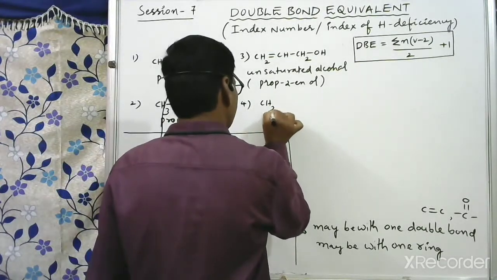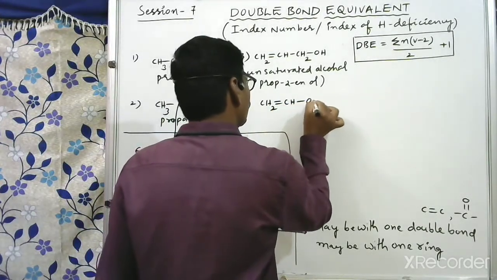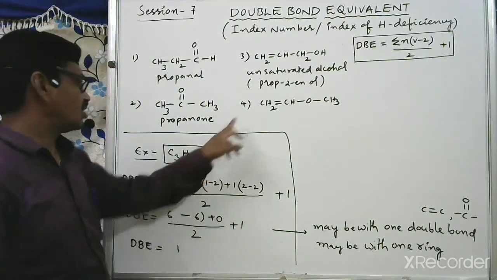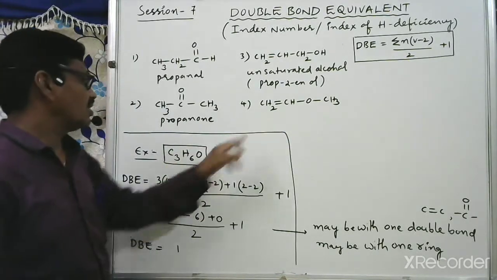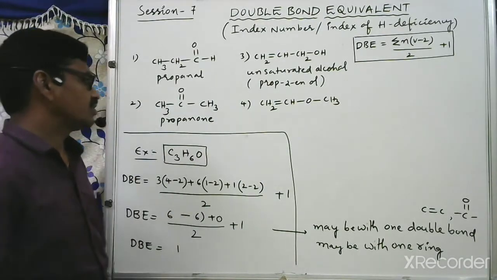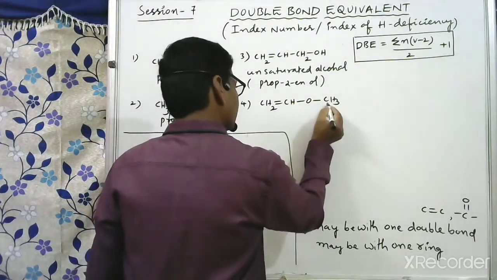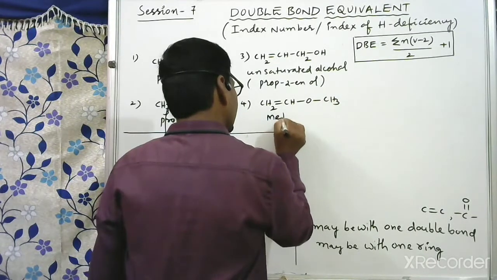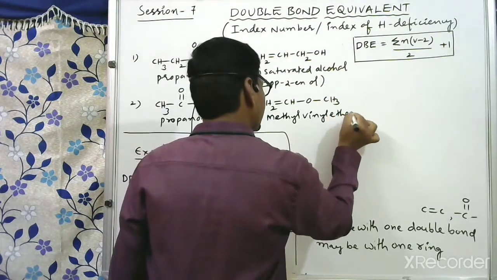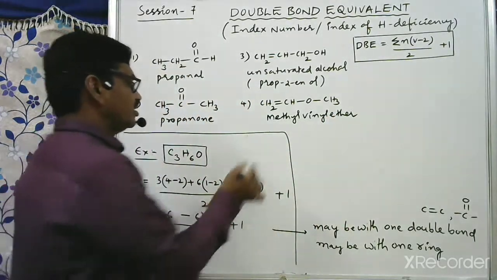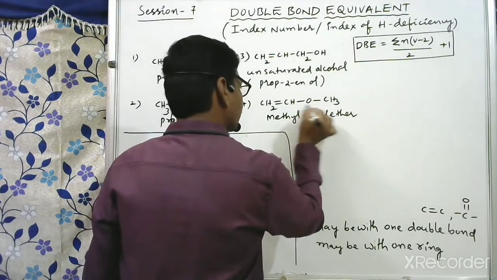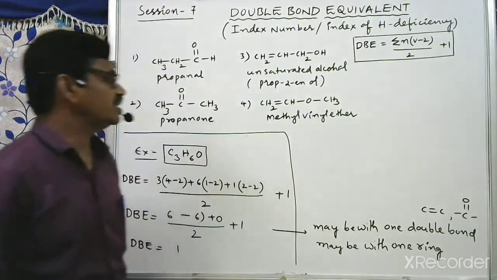Then the fourth structure, we can write with respect to ether, an unsaturated ether: CH2 double bond CH-O-CH3. Here also the same molecular formula: 1, 2, 3, three carbons, hydrogens 3, 2 plus 1, 3 plus 3, 6, and 1 oxygen. This is the vinyl group, and this is the methyl group. Methyl vinyl ether is the common name. The IUPAC name is methoxyethene, where this is the methoxy group and this is ethene.